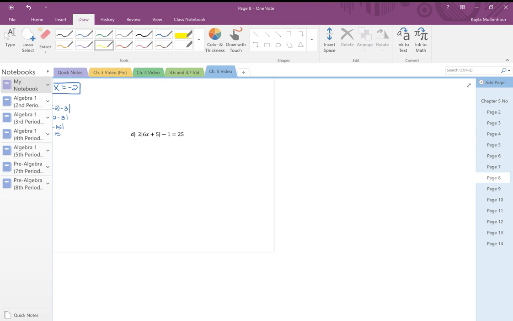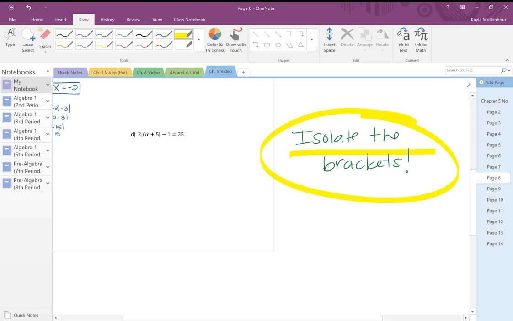We can make that into a little reminder over here. We want to isolate the brackets. They are not parentheses, okay? So you're not distributing. Do not distribute. I can even make that a note. Do not distribute. They are not parentheses.